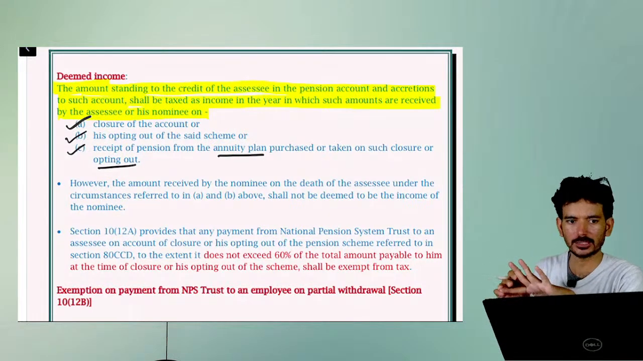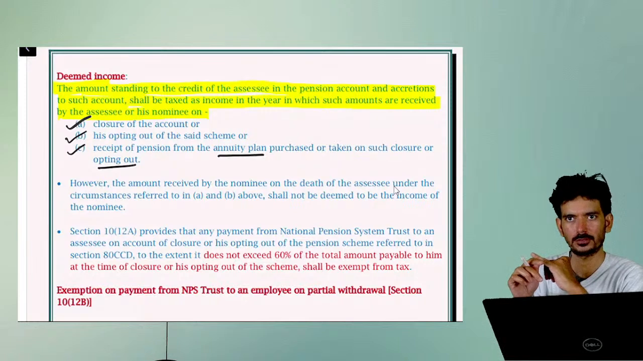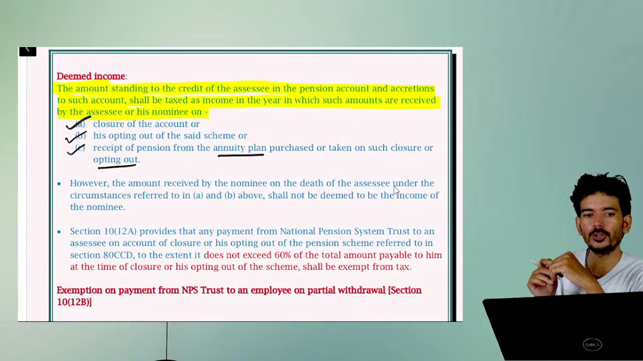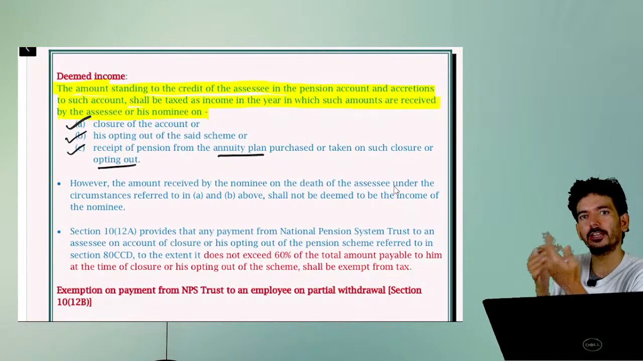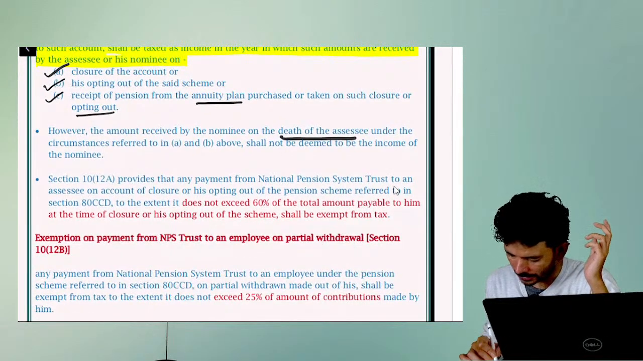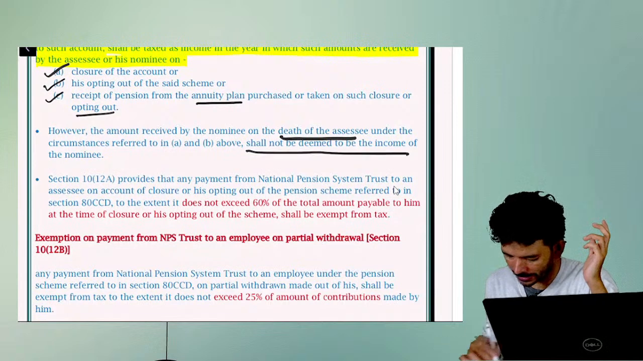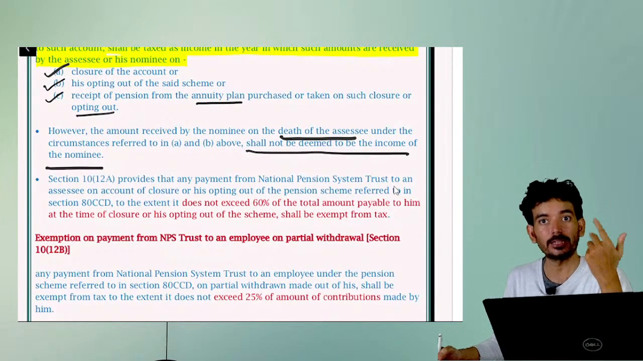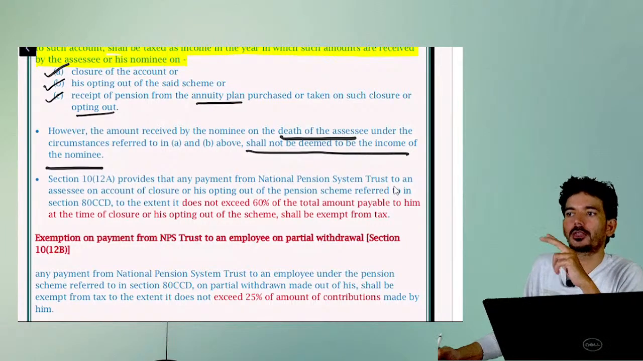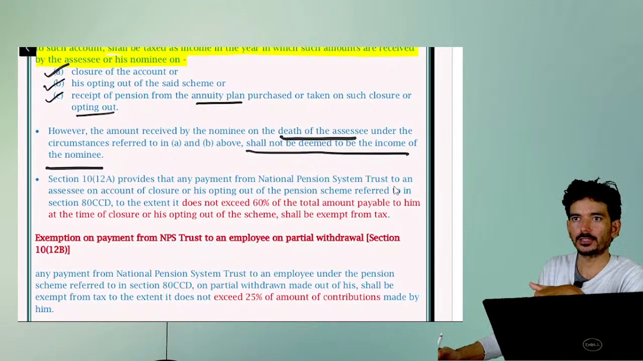So there are 3 possibilities: closure of accounts, death, or opting out of the said scheme, like you want to have another scheme which is more lucrative to you, or you have started withdrawing money from that. Okay, so if it is a death of the person, it shall not be deemed to be the income of the nominee. So when it's a death, the person who has taken this policy has died, maybe his or her spouse or kids will take the money, right?